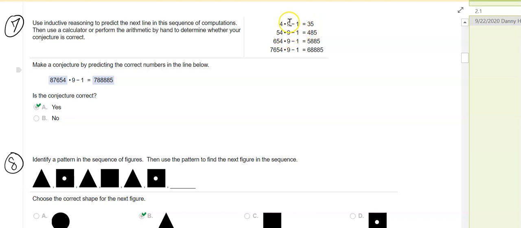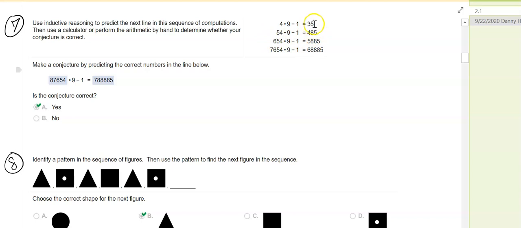So we see that we are always multiplying times 9. We see that we're always subtracting by 1. And we're changing this initial number here. So from 4 to 54, from 54 to 654, then we start to see this pattern. So we had 4, and then 5, and then 6, and then 7, and then I believe to be 8. So that's what's happening with this number.